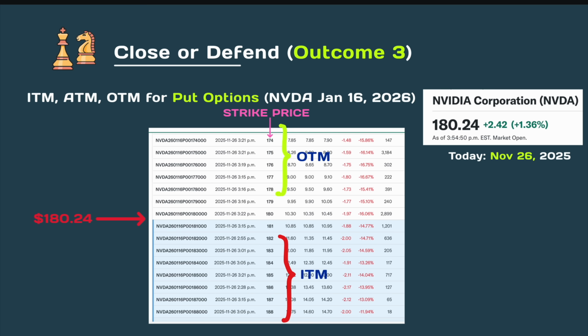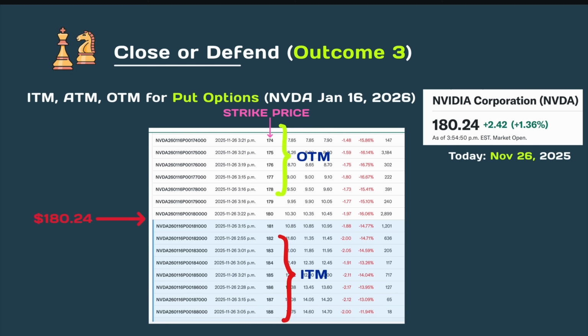Now, let's look at the out of the money options over here. These options are out of the money because the stock price, again, is higher than the strike price. So in this case over here, the buyer of the option will say, why would I sell it to you for $176 when I can go out there and sell it to somebody else for $180.24 on the open market?